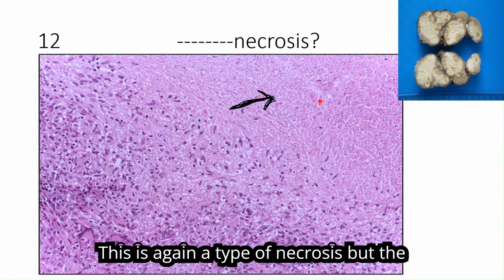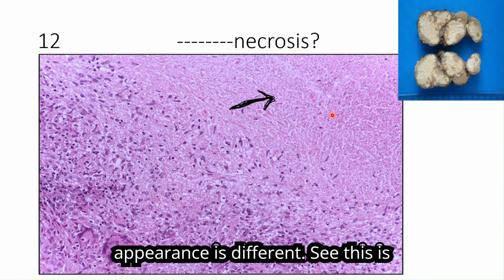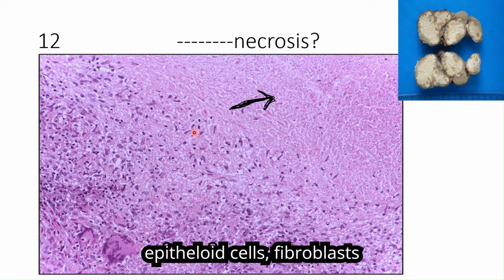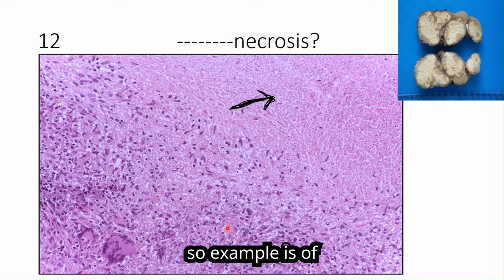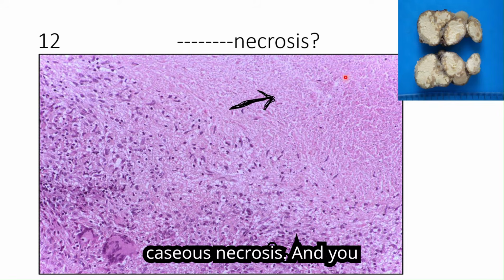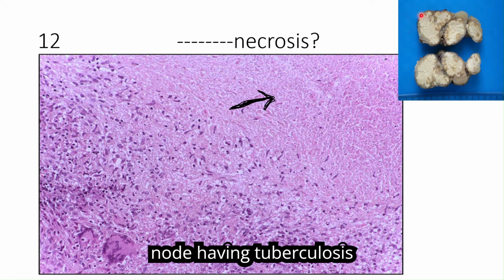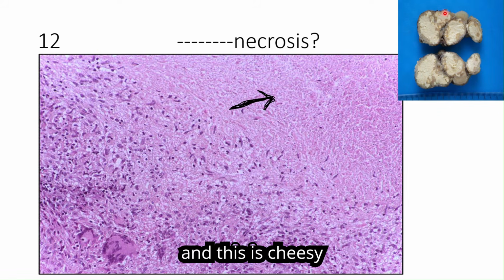This is again a type of necrosis, but the appearance is different. See, this is granular pink material surrounded by giant cell, epithelioid cells, fibroblasts. So, example is of caseous necrosis. And you can appreciate this is the gross of lymph node having tuberculosis, and this is cheesy appearance of caseous necrosis.